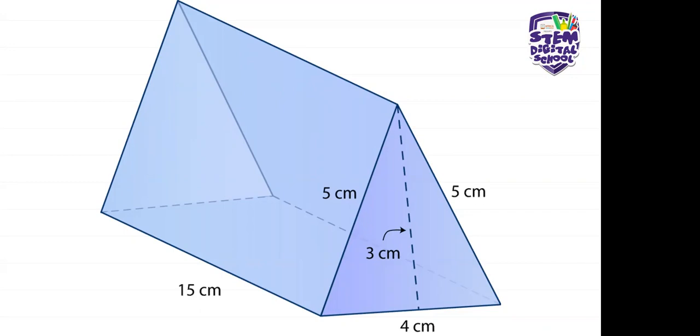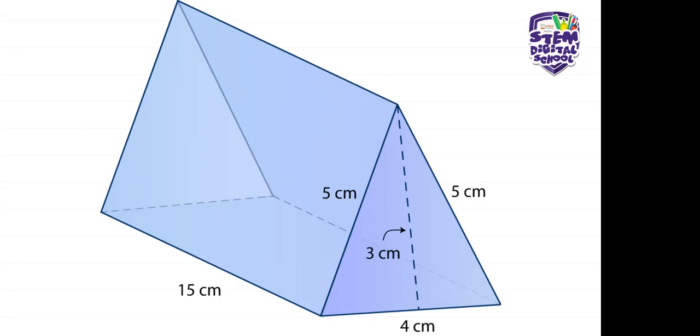And remember that for the 210, we need to add the original area of the 2 triangles. So 210 is the combined area of the 3 rectangles, and then you add that to 12, which is the area of the 2 triangles. And the answer will be 222 square centimeters.